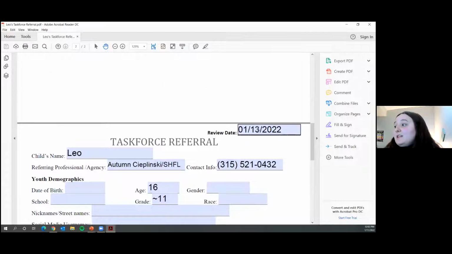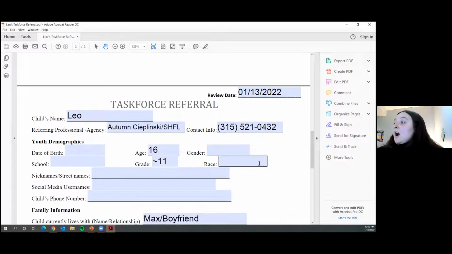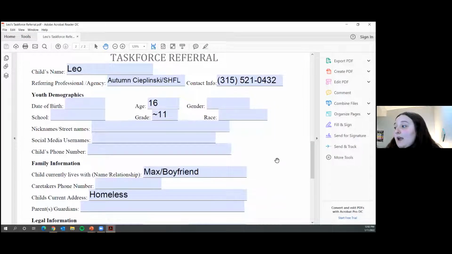So up here, you'll put today's date, name of the child, your name and agency, your phone number, just in case I have any questions about the youth or their situation, and fill out as much as you can. So their date of birth, age, gender, school, grade, race, if they have any nicknames or street names that they go by, and if you know they are on social media, if you're able to get those usernames, I would love those. If they have a phone number, that is also important.